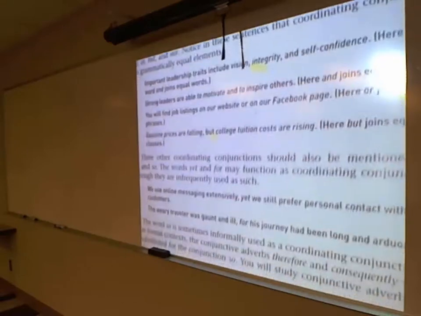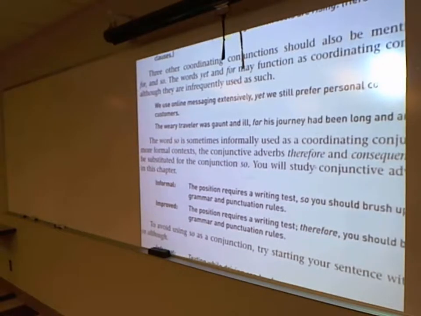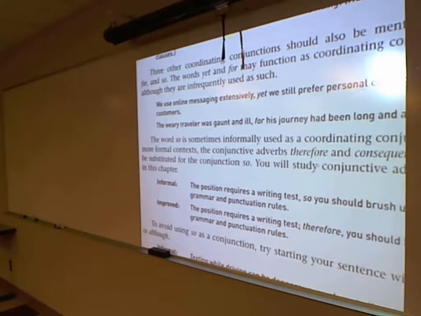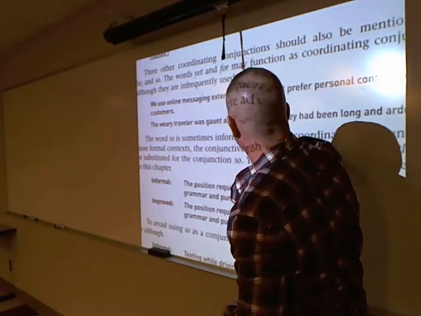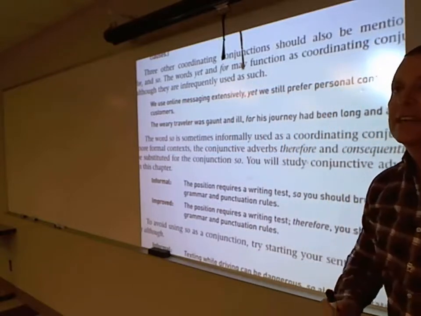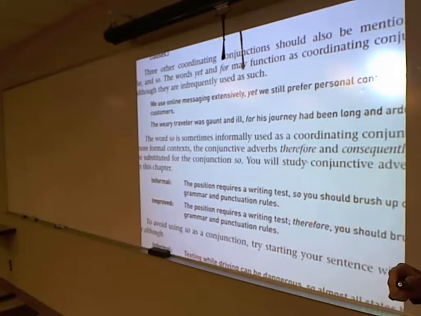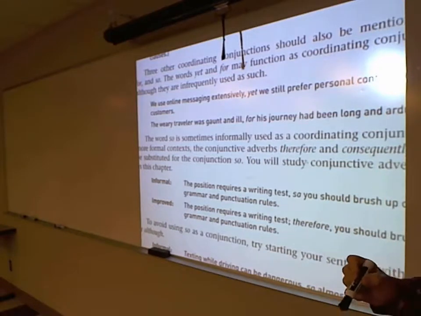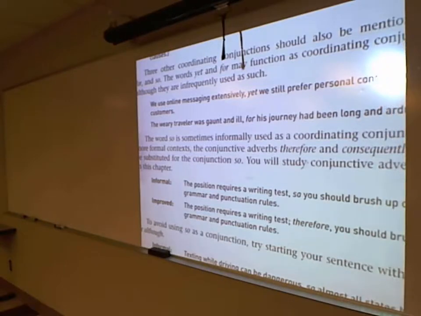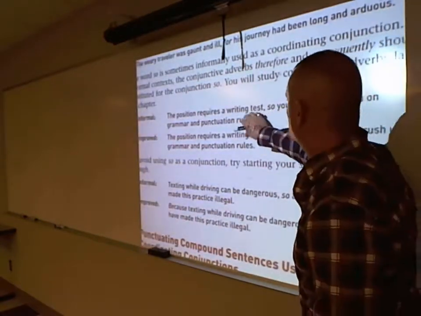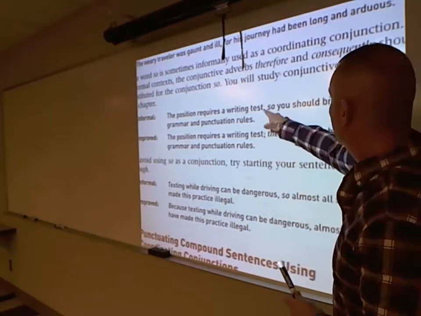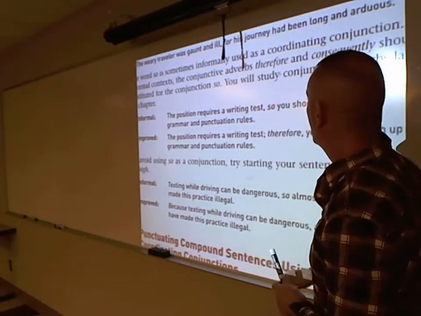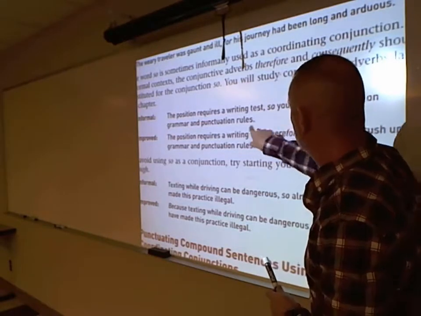Okay, other coordinating conjunctions. We already mentioned and, but, or, nor. And then there's for, so, and yet. Notice how she uses these particular words right here to join two independent clauses and a comma to offset them. But the word so is the one that seems to be used more informally. And instead of using the word so, she recommends that you change it to a conjunctive adverb and use therefore. The informal one right here is the position requires a writing test, comma, so you should brush up. That's how we would talk, basically. And that would be grammatically correct, but it's considered informal. She recommends using a conjunctive adverb to join two independent clauses with a semicolon before therefore and a comma after it. That's a recommendation.